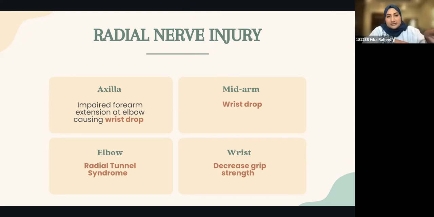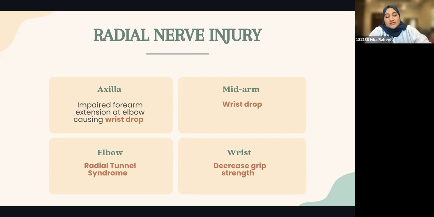In the axilla, if the radial nerve is damaged in the axilla or mid-arm, you'll have wrist drop, okay? You'll have wrist drop because everything else is damaged. Everything. You'll have the flexors that are damaged. You'll have the extensors that are damaged. Sorry, you'll have the extensors of the elbows that are damaged. You'll have the extensors in the posterior compartment that are damaged. Everything is going to be damaged, and as a result, the patient is going to have wrist drop.